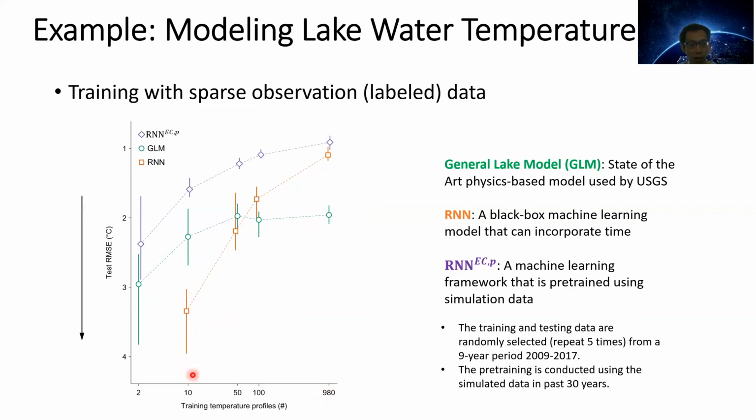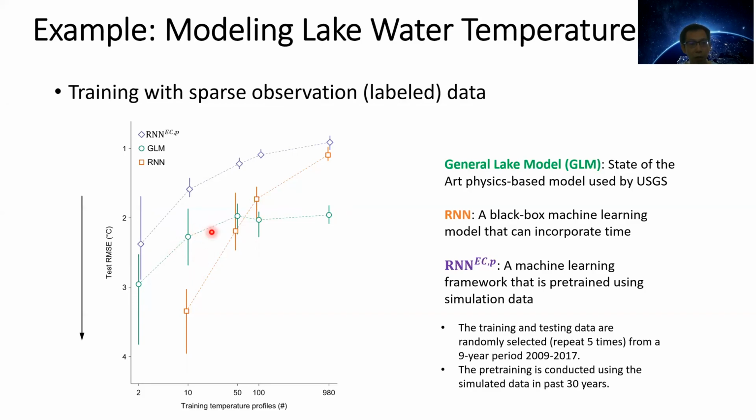But on the other hand, if we only use a very small amount of training data, then we can see this machine learning model performs much worse. And the reason is that these machine learning models can easily overfit the training data. But this GRM, or the DK-based model, the performance is relatively stable, and that's because it mostly relies on this kind of general physical relationship.